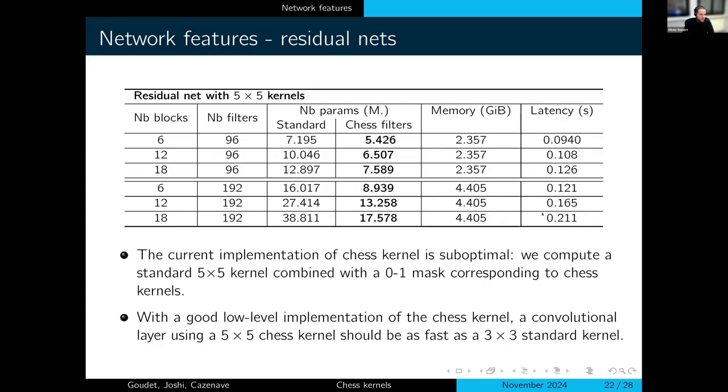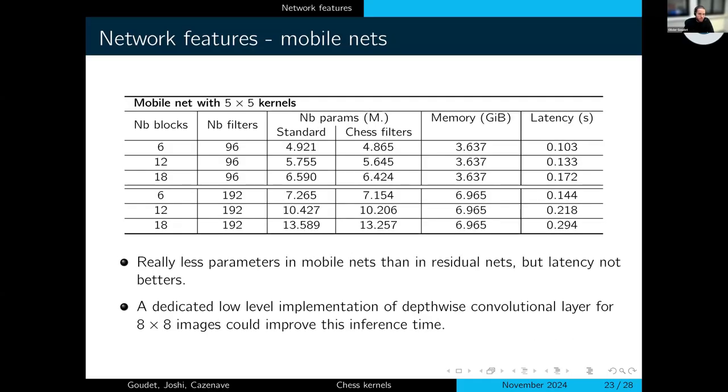Now this table shows the characteristics of MobileNet networks, so using depthwise convolutional layers. There are even fewer parameters when using these depthwise convolutional layers than with convolutional residual blocks, but the latency is slightly higher than for residual blocks.